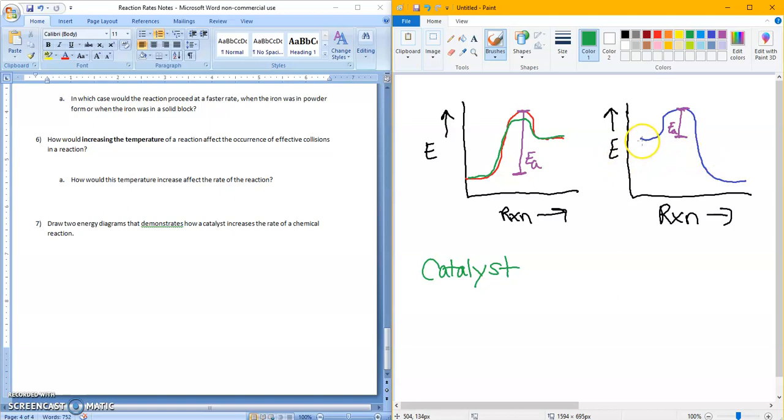Okay. For an exothermic, it looks pretty much the same. Everything stays the same except for the hump is a little lower, which means that the activation energy has decreased and it is easier to react and get a reaction going.